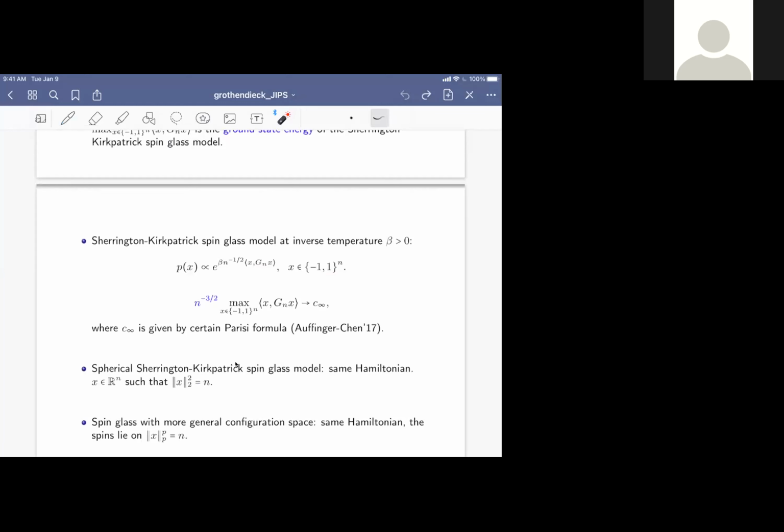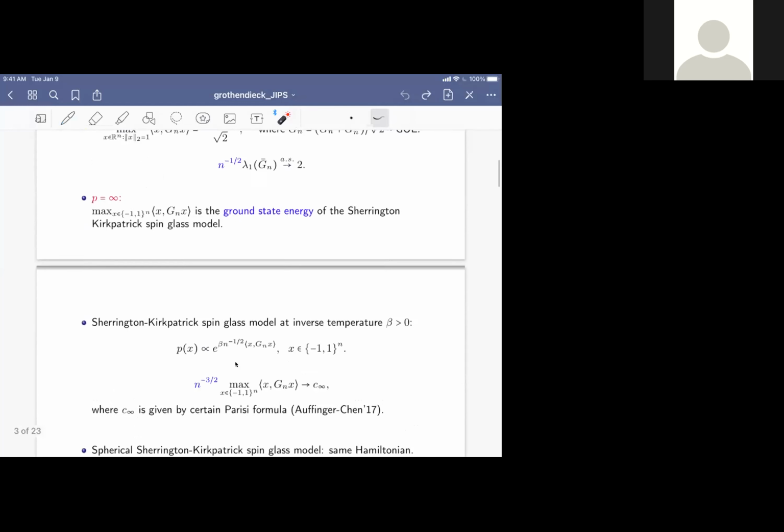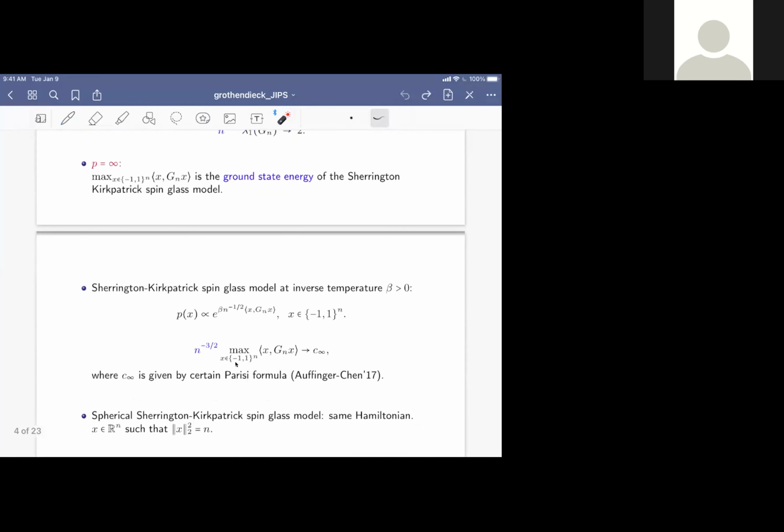So this is a non-trivial result by Auffinger and Chen, who used spin-glass techniques to prove that if we scale this maximum value by n to the power minus 3 over 2, so the scaling is different for p equal to 2 and p equal to infinity. For p equal to 2, we had scaling n to the power minus half. Then it converges to some constant, and this constant is given by a certain variational formula.